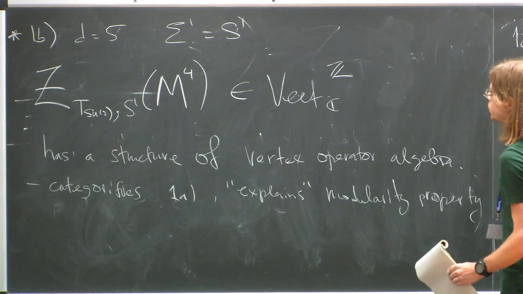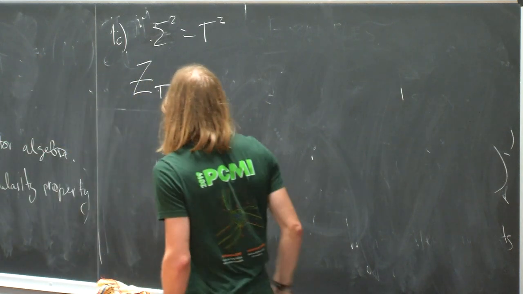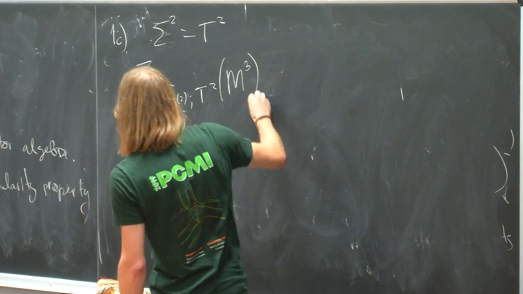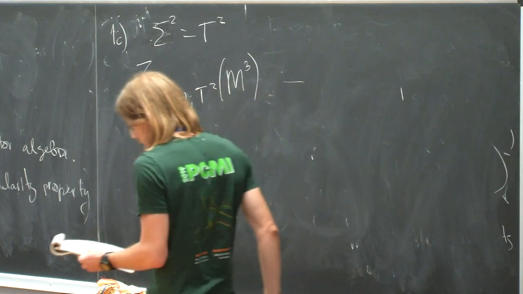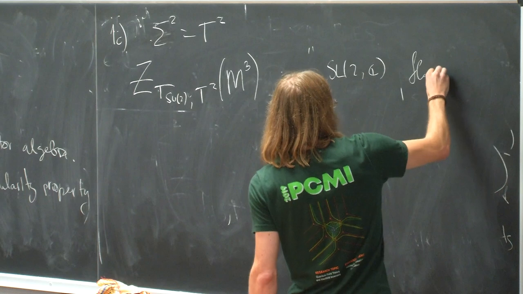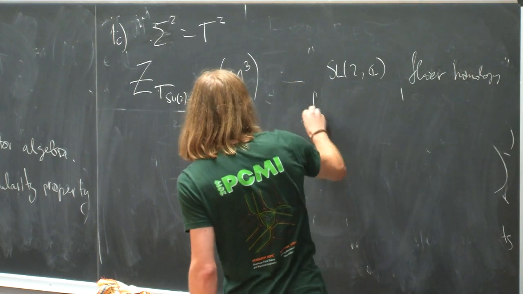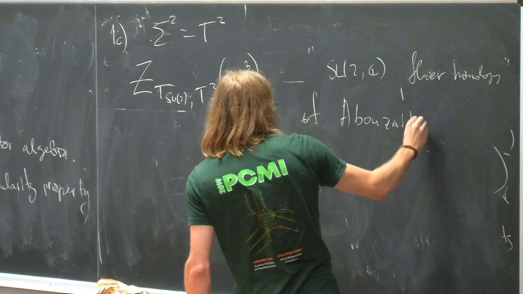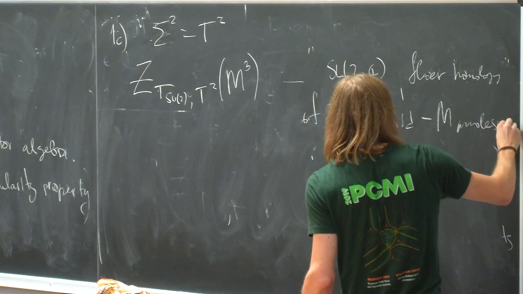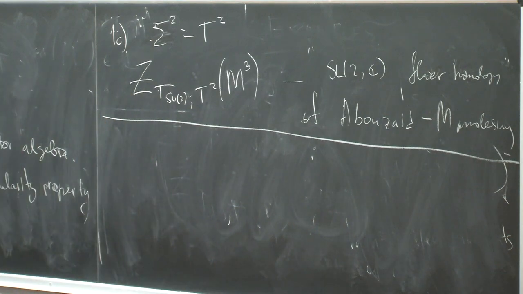You can also consider going to actually lower dimension. So let me take sigma_2 to be again T^2, but consider this TQFT on a closed 3-manifold. Then this should be some vector space, and it should coincide with this SL(2,C) Floer homology of Abouzaid and Manolescu. This is some homology theory which categorifies the Casson invariant for SL(2,C).